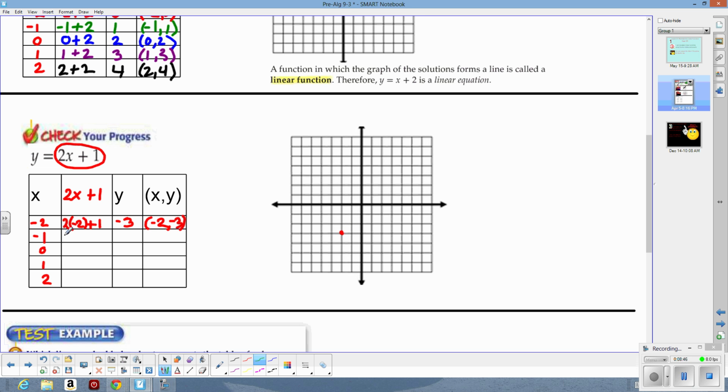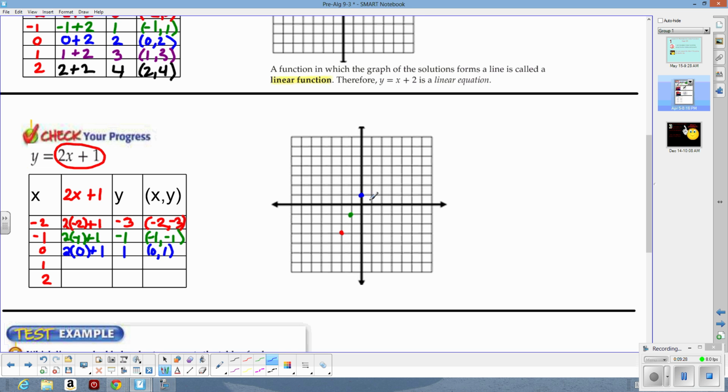Now when I plug in negative 1, it's 2 times negative 1 plus 1. Well, 2 times negative 1 is negative 2, and negative 2 plus 1 is negative 1. So I'm going to plot the ordered pair negative 1, negative 1, which means I'm going to go to the left 1 and down 1. Now I'm going to plug in 0 for x. 2 times 0 plus 1. Well, 2 times 0 is 0, and 0 plus 1 is 1. So the ordered pair is 0, 1, which means I'm going to stay at the origin but then go up 1.